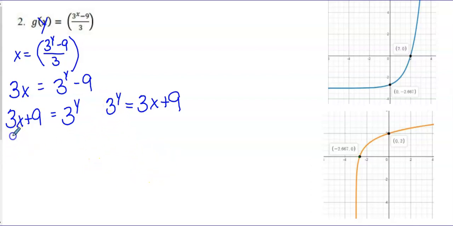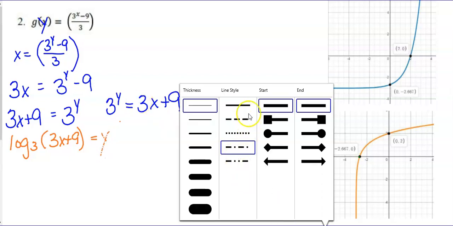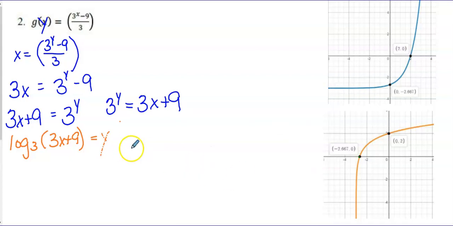It's base 3, so log base 3, and then 3x plus 9 goes here, equals y. I don't know why that ended up being a dotted line. Let me see if still a dotted line. There it is. I don't know how I hit that. Okay, so equals y. All right, so I have my inverse right here. I'm just going to rewrite this as the inverse of g of x equals.